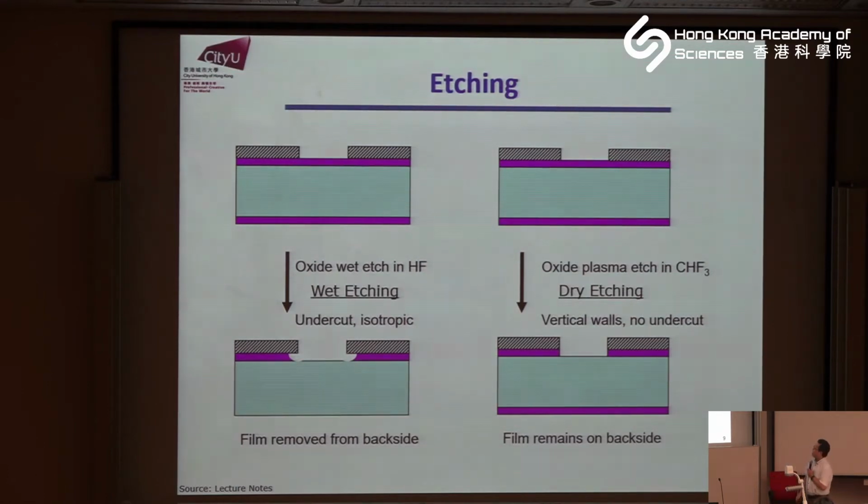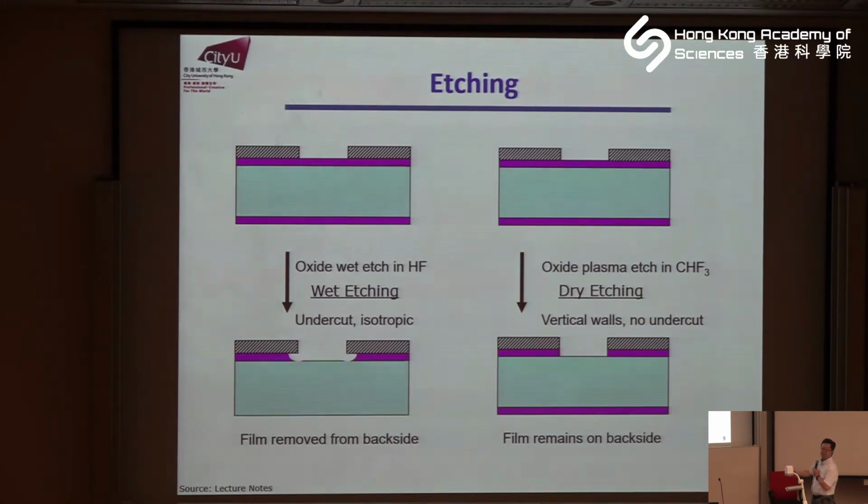For dry etching, as you can see, it's not using chemicals. We're using gas, a very different type of gas called plasma. It's an ionized gas species. With this, we can create a very sharp edge wall, and the dimension is exactly the same as the photoresist.